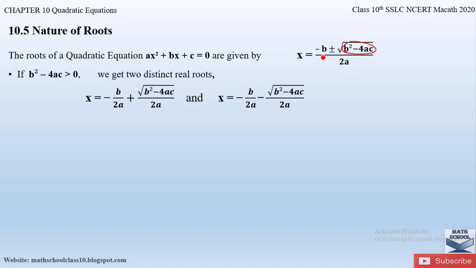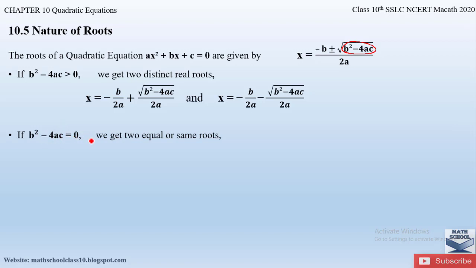In the quadratic formula, for the first root we will take the plus sign, that is x is equal to minus b by 2a plus square root of b square minus 4ac divided by 2a, and for the second root we will take the minus sign. So that will be x is equal to minus b by 2a minus square root of b square minus 4ac divided by 2a. So this is how we obtain the roots when the value of b square minus 4ac is greater than 0.